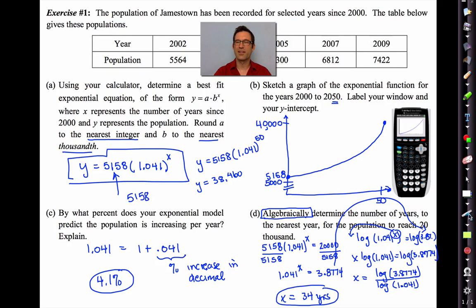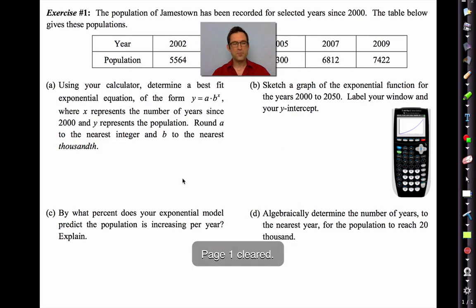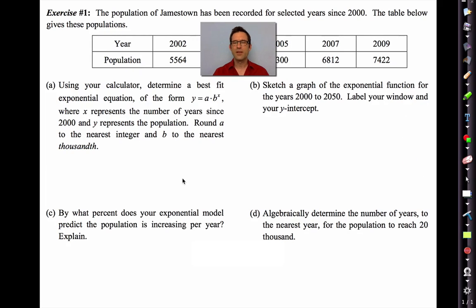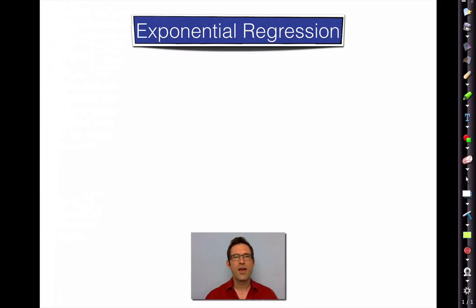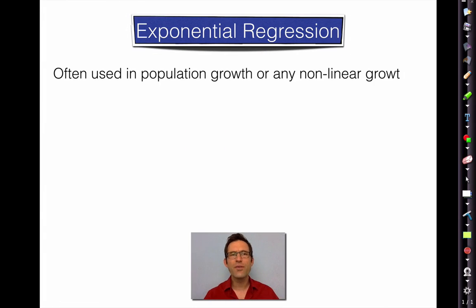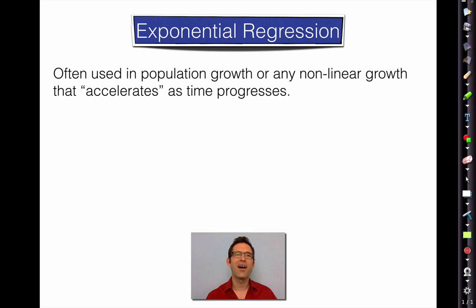Okay, I'm going to clear out the text. All right, we'll need the graphing calculator in just a bit, so why not keep it out? All right, let's move on to the next problem. Exponential regression, often used in population growth or any nonlinear growth that accelerates as time progresses. So linear growth is all about growing at the same rate. Exponential is growth that speeds up typically or slows down, but if we're talking about increasing exponentials, then it speeds up as time goes on.